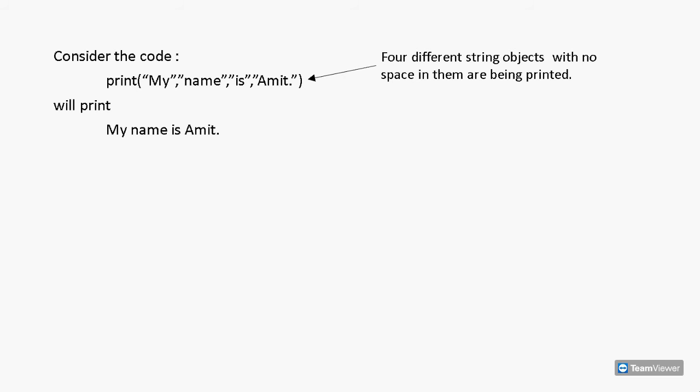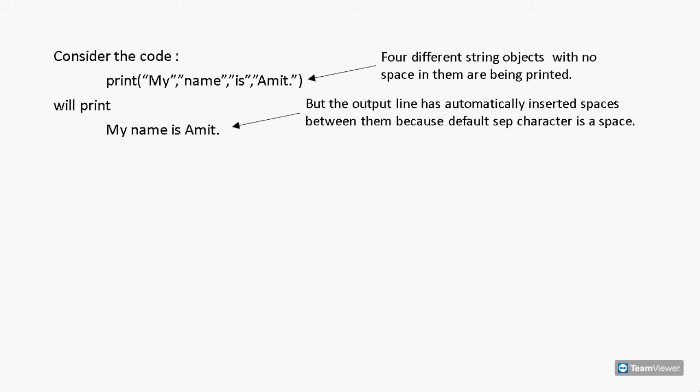print("my", "name", "is", "Amit.") This will print: my name is Amit. Four different string objects with no space in them are being printed, but the output line has automatically inserted spaces between them because the default sep character is a space.